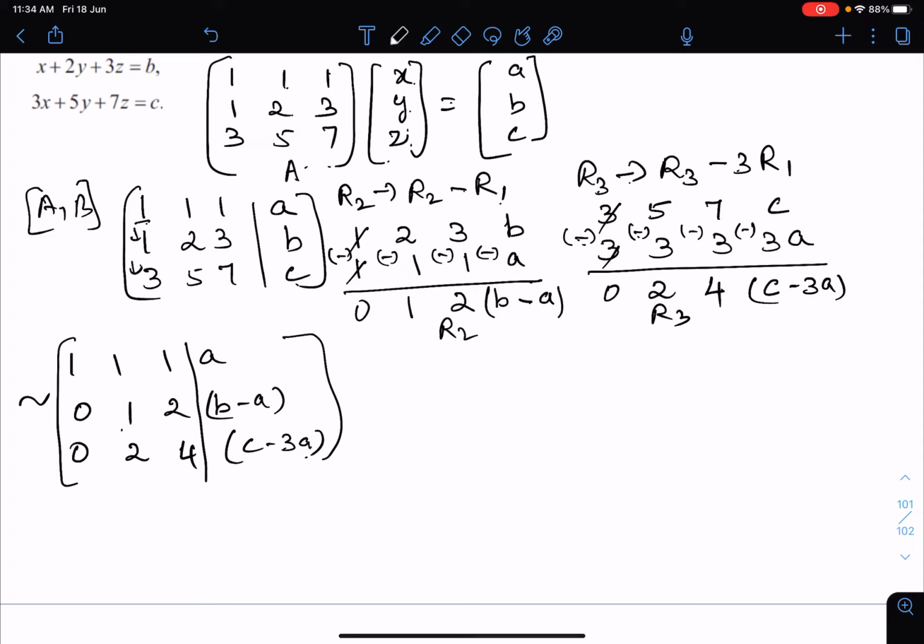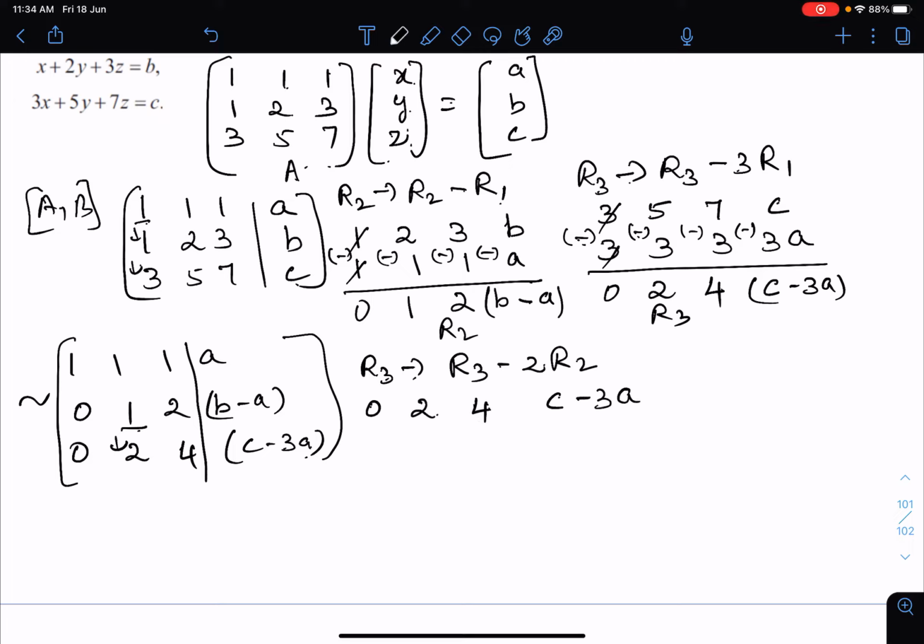We got the first column. Now below this one, this 2, you are going to make it 0. For that you are going to get the help of row 2. So our row 3 you are going to change to row 3 minus 2 row 2, because you have got here 1. Okay, so 0 2 4 and C minus 3A.